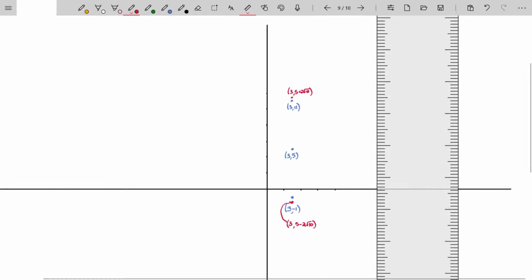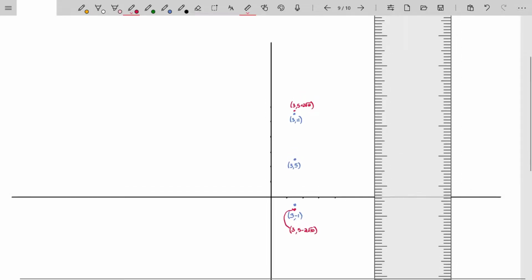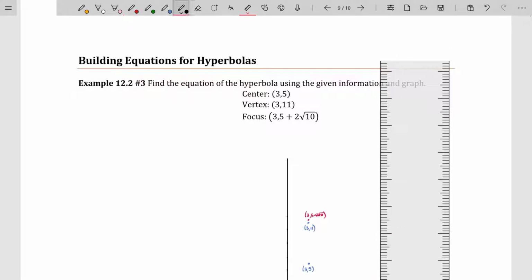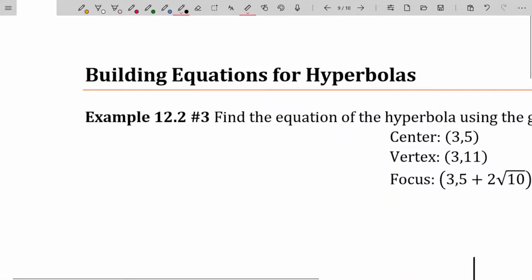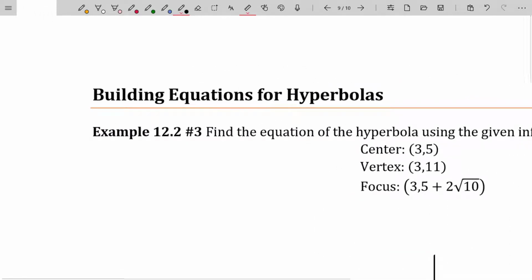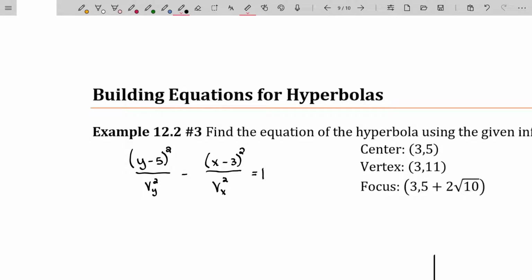Now we need to go ahead and figure out the rest of the details. Let's go ahead and do this. Finding the equation. So we know that it's a vertical major axis. So it's going to be y minus the y value for the center squared over v sub y squared, minus the quantity x minus the x value for the vertex, again squared, over v sub x squared. And that should equal 1.